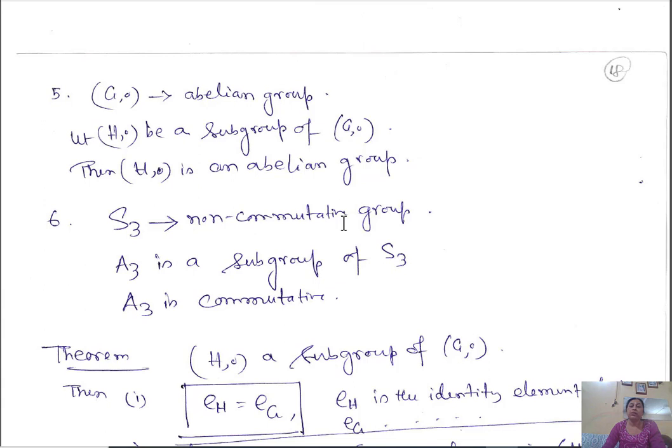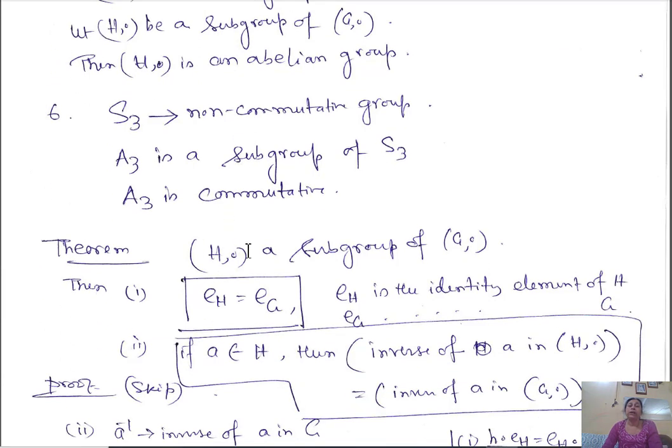Okay, non-abelian groups may have abelian subgroups, but if you have an abelian group, then every subgroup of it will be abelian also. Now suppose H is a subgroup of G. Then the identity element here and the identity element here coincide. Not only that, the inverse of any element here is the same as the inverse of that element here.